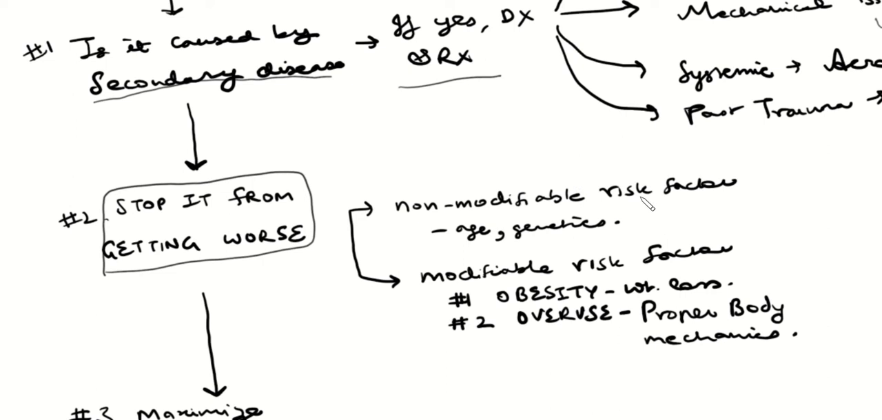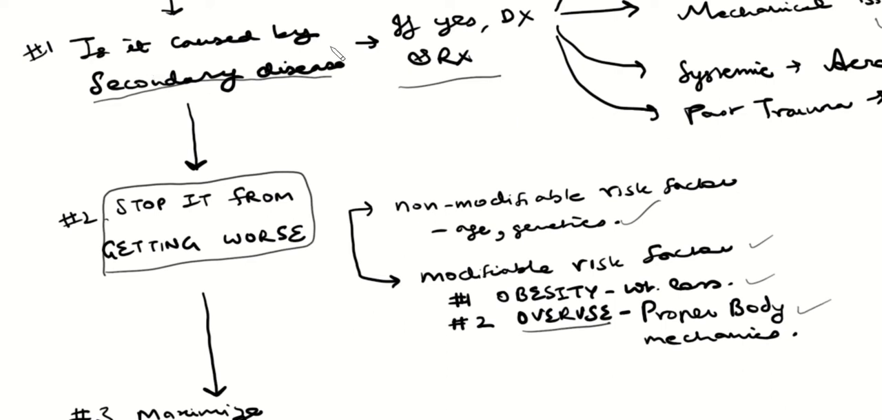And so there are things that are non-modifiable. I can't do anything about age and genetics. It is what it is. However, there are some modifiable risk factors. So if I am obese, my joints are going to have more wear and tear because again, they're going to have to carry more weight. Can I lose weight? And then if there's an overuse component, can I use proper body mechanics to manage that?